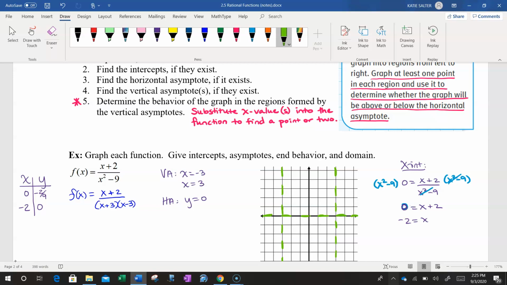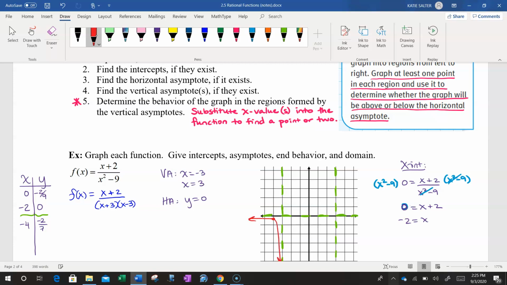So if we go over to this left region, we would want to substitute in, I don't know, let's say negative 4. And so if you want, you can just continue your x and y chart you did over here. So what if we substituted negative 4? Well, in the numerator, that would be negative 4 plus 2, so that would be negative 2. In the denominator, negative 4 squared is 16 minus 9, which would be 7. So we get negative 2/7. So what that tells me is if I'm on the most left part, when x was negative 4, y was negative 2/7, and that tells me for this part, it's going to be graphed below.